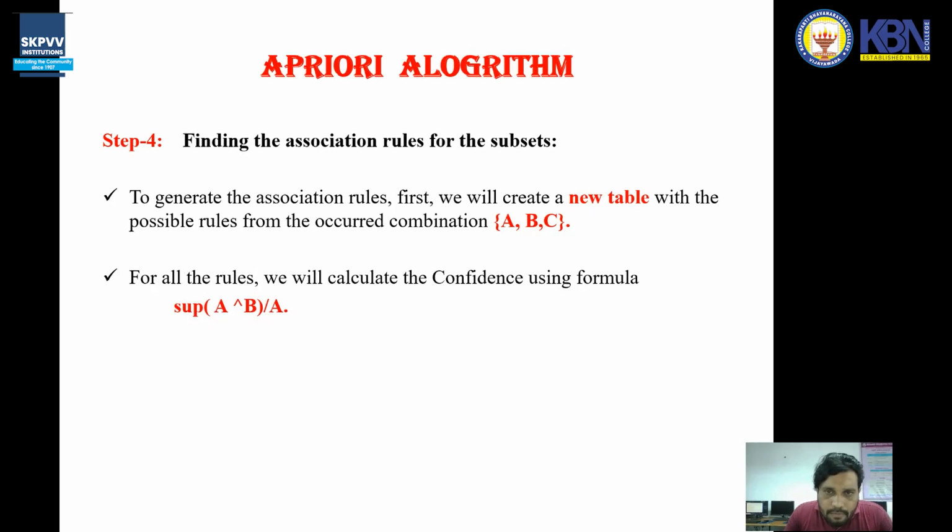What does confidence mean? The confidence is the ratio of the support of A comma B by A. This formula is applied to the given transactional database data set. So that is the Apriori algorithm.